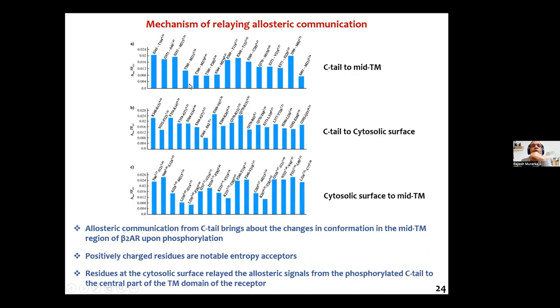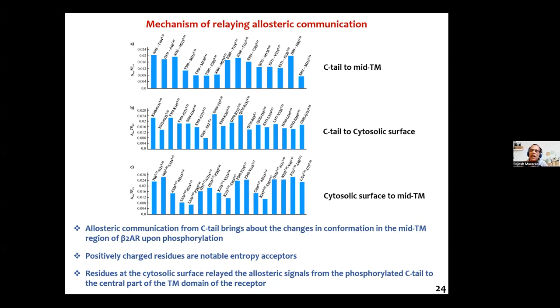And then we measured residue level correlated motions, the net transfer entropy from the C-tail residues to the mid transmembrane residues. We found that, indeed, the C-tail residues are acting as entropy donor. That means they are driving the correlated motions of the transmembrane core residues. Then we calculated the net transfer entropy between the C-tail residues and the cytosolic surface residues. Again, we found that the C-tail is indeed acting as entropic source, and cytosolic surface residues are acting as entropic sink. And then we calculated the net transfer entropy from the cytosolic surface to the transmembrane core of the receptor. We also found that the residues at the cytosolic surface act as entropy source to the transmembrane core of the receptor.